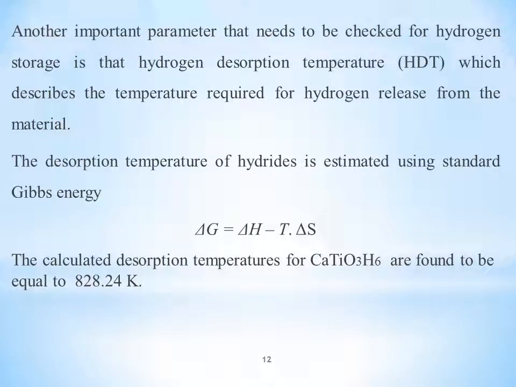Another important parameter that needs to be checked for hydrogen storage is the hydrogen dissolution temperature. The calculated dissolution temperature for CaTiO3H6 is found to be equal to 828.24.